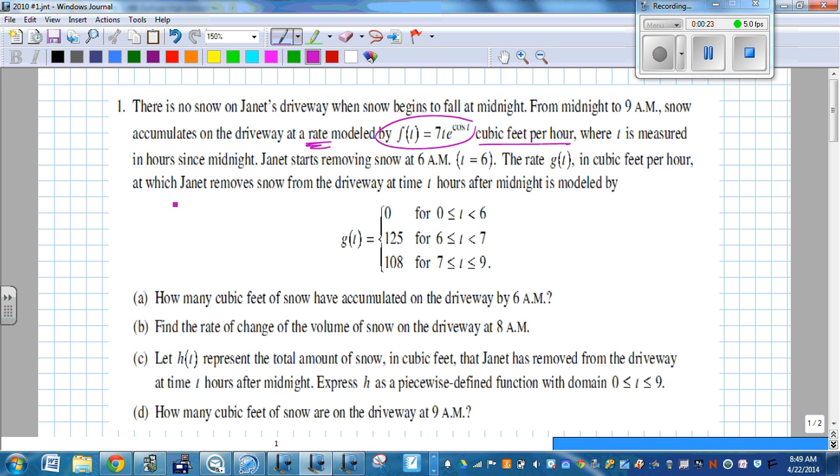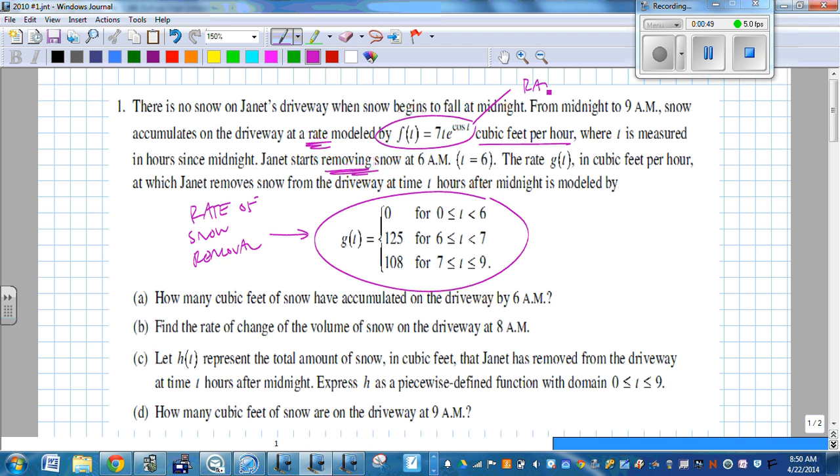It's midnight. Janet starts removing snow at 6 a.m., and the rate g of t in cubic feet per hour at which Janet removes the snow is given below. So this is the rate for snow removal. This one right here is the rate of snowfall.